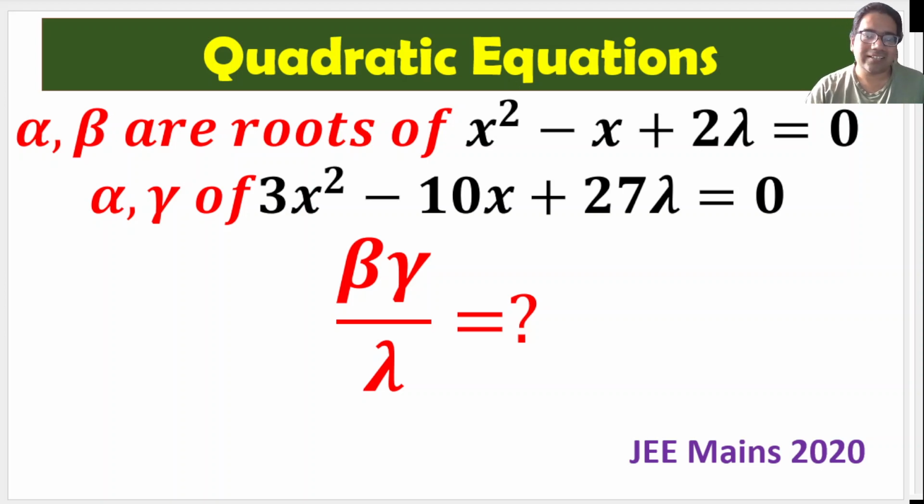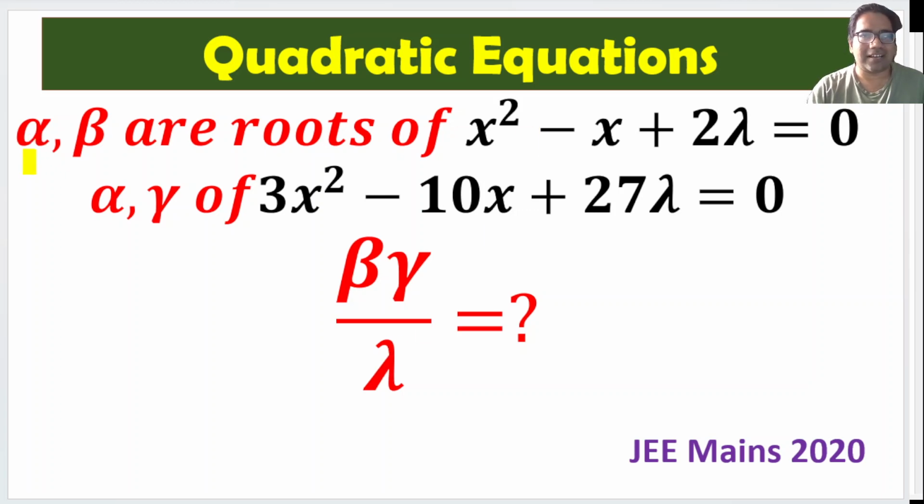Hi friends, here is a simple problem from JEE Mains. We are given alpha, beta are roots of x square minus x plus 2 lambda, and alpha, gamma are roots of 3x square minus 10x plus 27 lambda. Then what is beta gamma by lambda? Please note this is gamma and this is lambda. These two are lambdas and this is gamma. Okay, beta into gamma by lambda. What exactly is this?